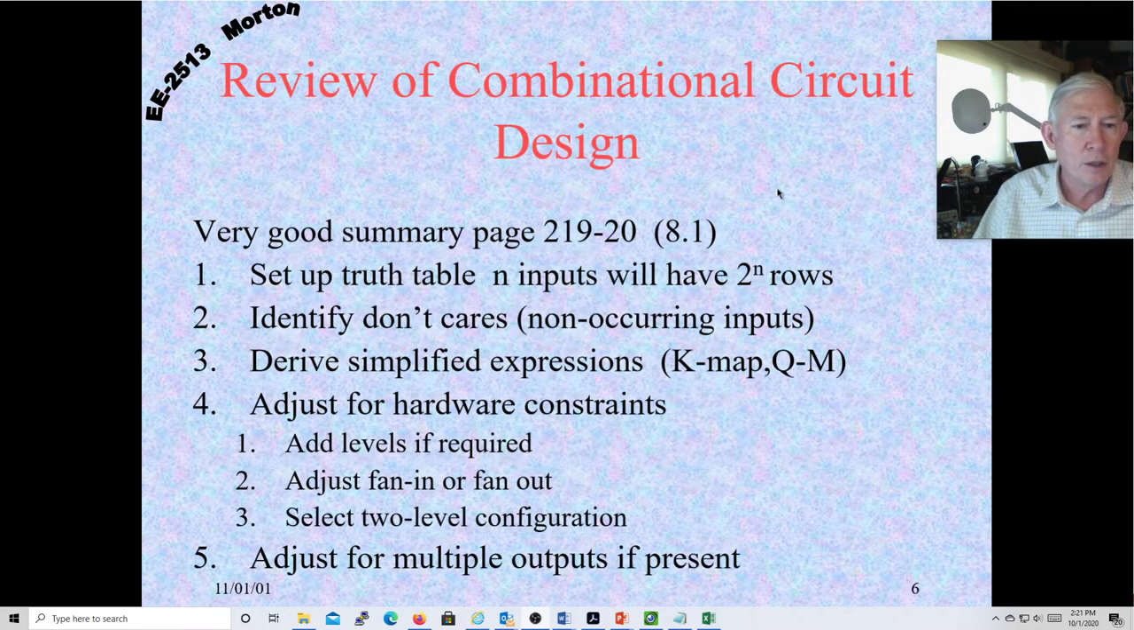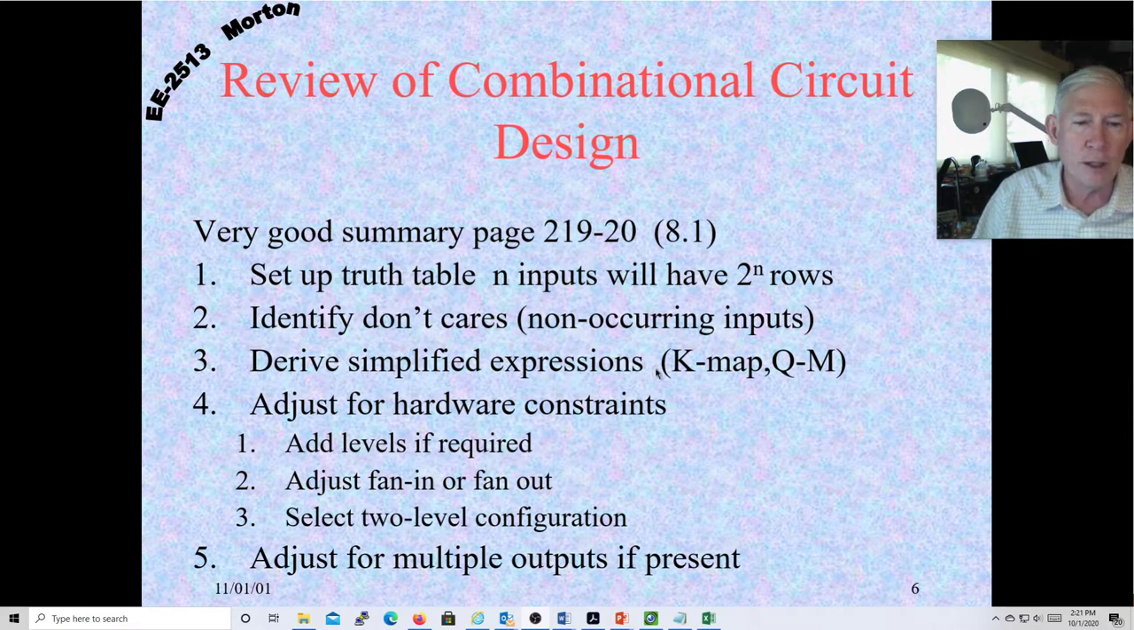So let's do it. Here's a good summary in chapter 8.1, and this is good to review. You basically set up your truth table. If you have n independent variables, you're going to have 2 to the n rows in your truth table. You may have one output function, or you may have several output functions. Each one of those gets a column for the dependent variable, but it doesn't add rows to the truth table. Then you identify any of your non-occurring inputs, and they can be don't cares for the outputs. So you will be able to select the output for whatever you want it to be, since those inputs would never occur.